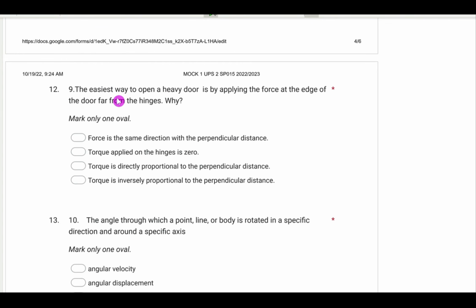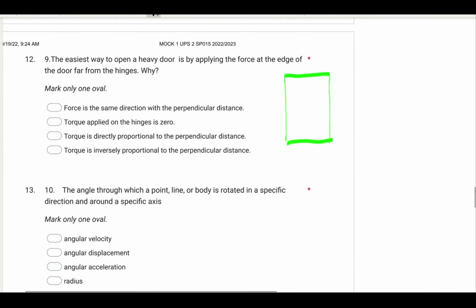Alright, question number 9. The easiest way to open a heavy door is by applying the force at the edge of the door far from the hinges. Why? Kenapa? You ada pintu. Ni pintu. Okay, sorry. So this is the hinge of the door. So this is the door. So we found that it is easiest way to open a heavy door if we put a force at this point.